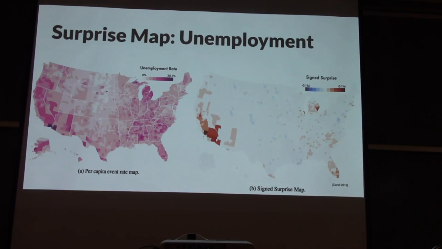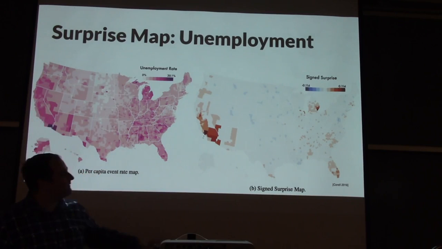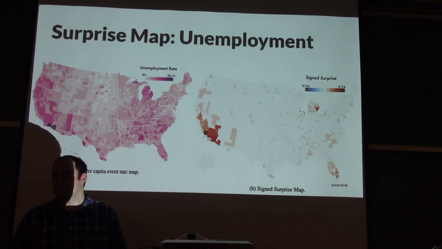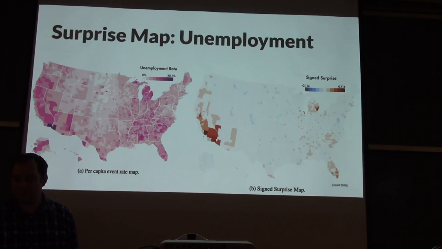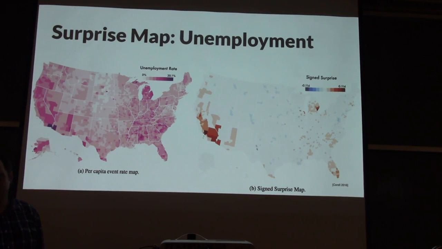Here's a surprise map for unemployment. So this is the per capita unemployment rate. And you see that there are some really weird artifacts in the less populated areas of the country. And if we instead use the sign surprise, which takes this into account, we can see that all of this essentially goes away, that the middle of the country is roughly average, and there is essentially about average population.